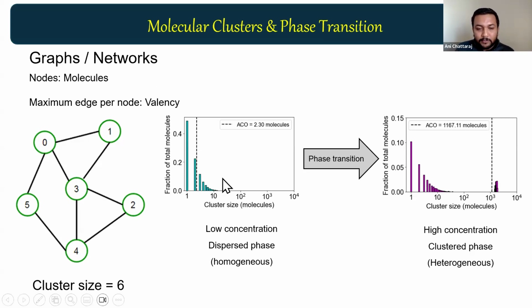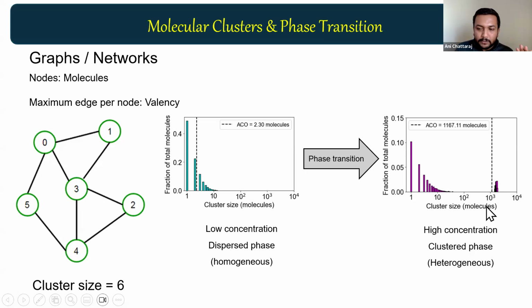So we have a statistical distribution here. We can draw the mean of the distribution, and the mean of such a distribution we call ACO, or average cluster occupancy. The dotted line indicates the average of this distribution. At some lower concentration, we have a very low ACO of the system. That suggests that most of the molecules that are part of the system exist in the form of a monomer, which is an unconnected molecule. There is no connection of that molecule with anything else, right? So there is a lot of monomer in the system, and that's why we have a very low ACO.